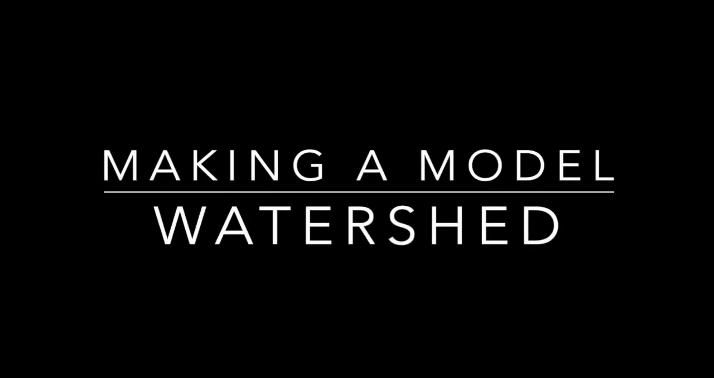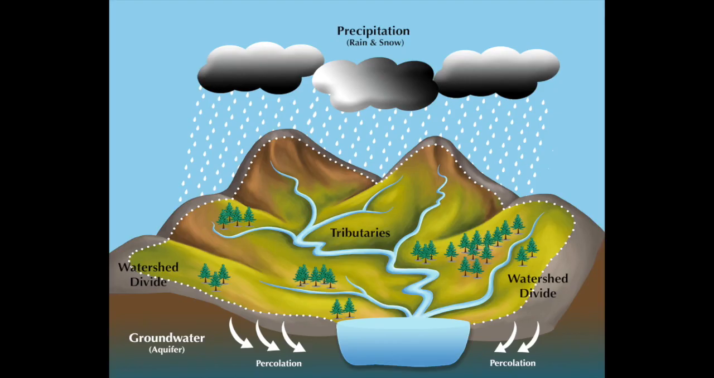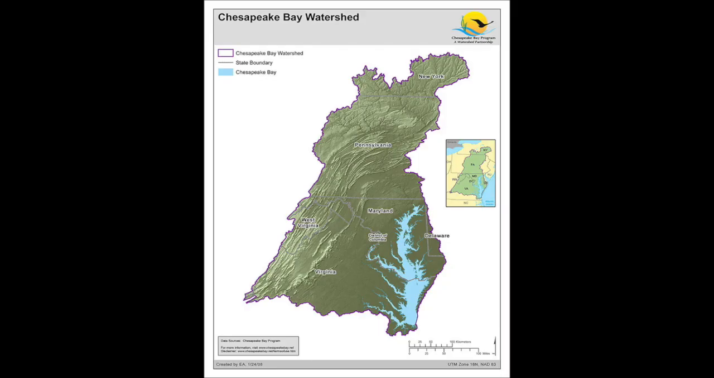Let's make a model of a watershed. So what is a watershed? A watershed is an area of land that feeds all the water running under it and draining off of it into one body of water. The watershed that we live in is called the Chesapeake Bay Watershed.